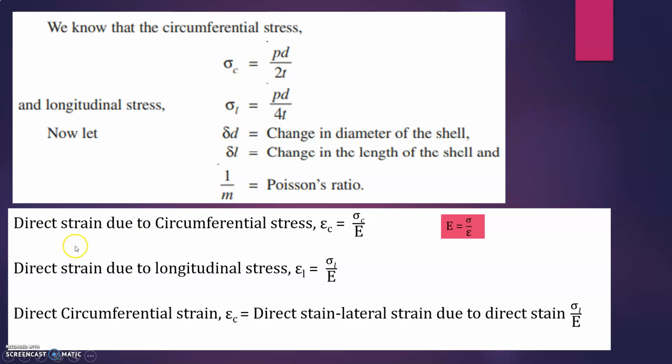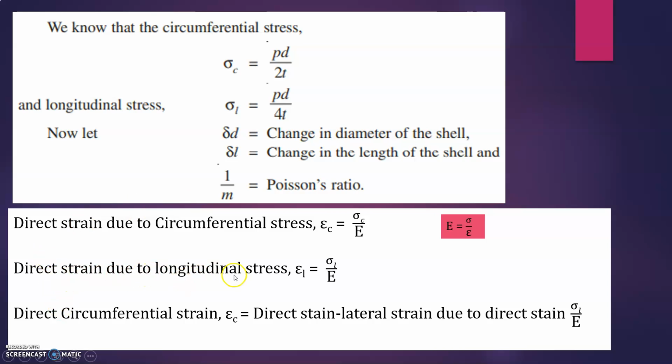So what is strain? Direct strain due to circumferential stress, strain is represented by this symbol, and this is circumferential, so therefore I have written C. Circumferential strain is equal to sigma c divided by E. Young's modulus is equal to stress divided by strain, so strain is equal to stress divided by Young's modulus. That's why it is written here. But this stress is circumferential stress here. That's why it is written sigma c.